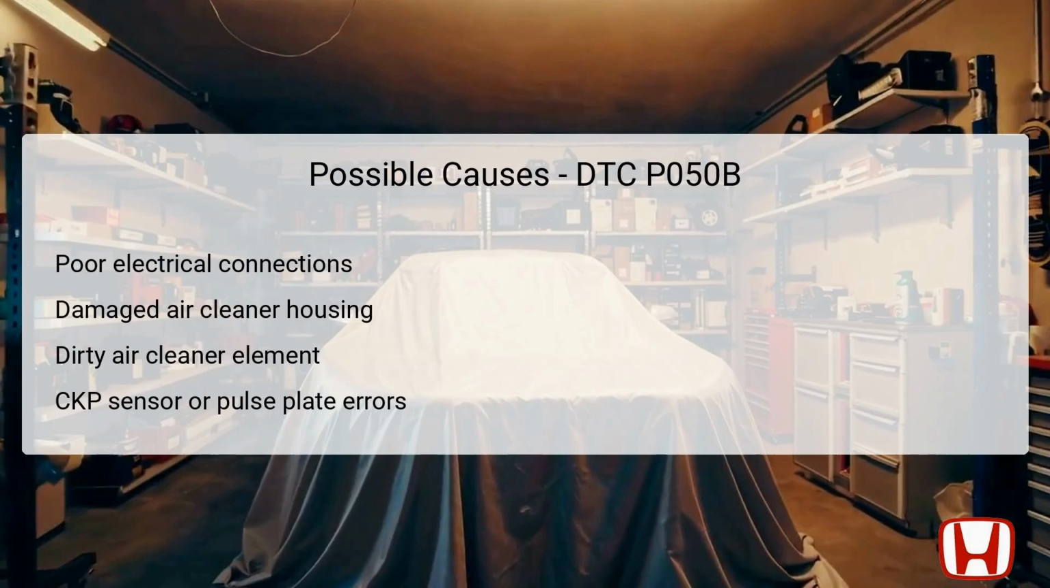Next, if the air cleaner housing is damaged, it may allow contaminants or incorrect airflow into the engine, adversely affecting performance. Additionally, a dirty air cleaner element can restrict airflow, leading to improper air-fuel mixture ratios, which is critical during cold engine starts. The condition of the CKP sensor and its related pulse plate is also pivotal. If either is damaged or operating improperly, it can severely impact ignition timing control. Each of these potential issues needs careful inspection to determine the underlying cause of the DTC.